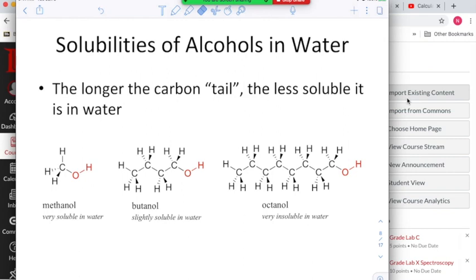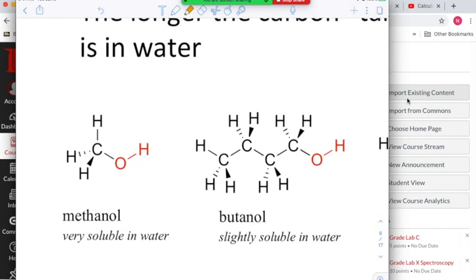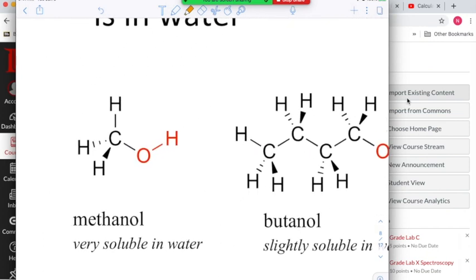So just another comment on the solubilities of the alcohols in water. Here it says the longer the carbon tail, the less soluble it is in water. So I'm going to start by zooming into our methanol right here. So again, meth means one carbon. So here is our methanol with the one carbon. It is very soluble in water. So we have one carbon group and we have the OH group.